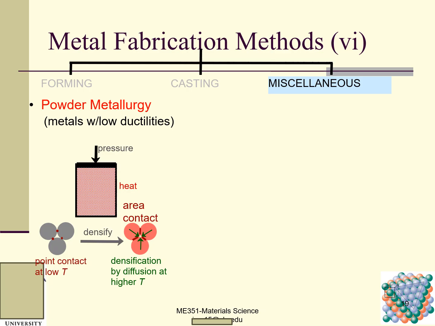Another category is, for example, miscellaneous. We have powder metallurgy, for metals with low ductility, right? So we heat it and compress it, and we densify it. We have this kind of material, with point contact, allowed at low temperature. So this is densification by diffusion at high temperature.